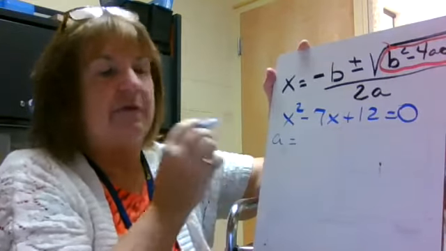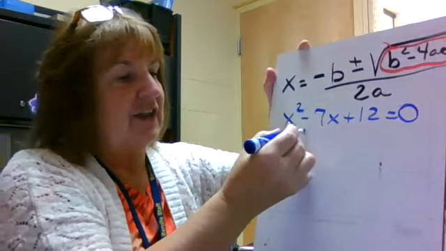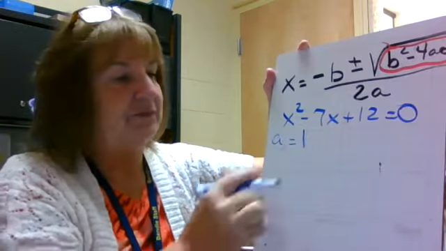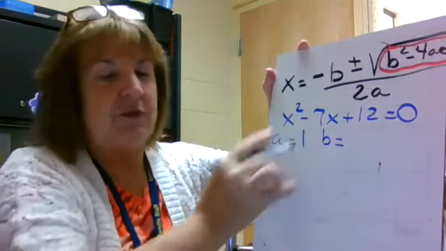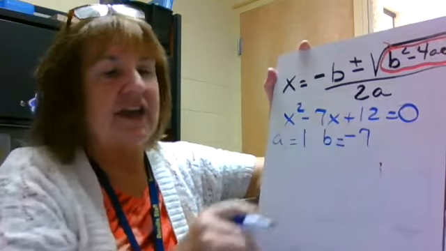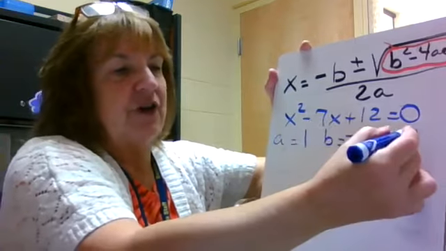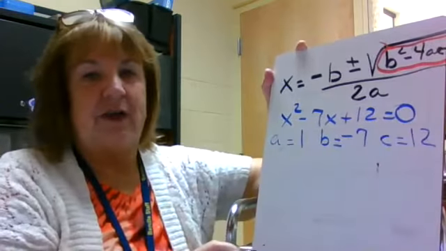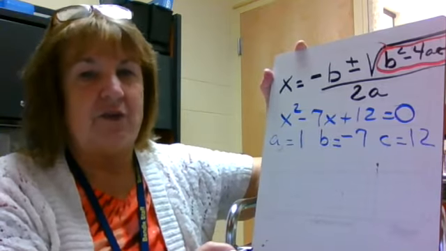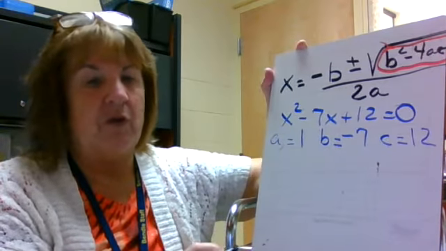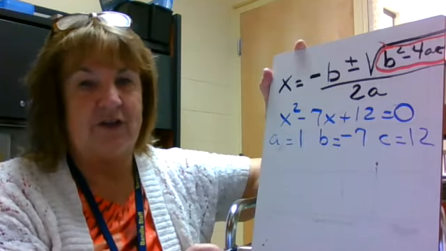A is the number right next to the x squared. There's nothing there, so it's automatically a 1. B is the number in front of the x, and remember I told you to use the negative sign. And C is this number that's all by itself. So make sure you have the right numbers and the right signs. It doesn't really matter how smart you are. If you pull the wrong numbers and don't put them in correctly, you're never going to get the right answer. So be careful there.